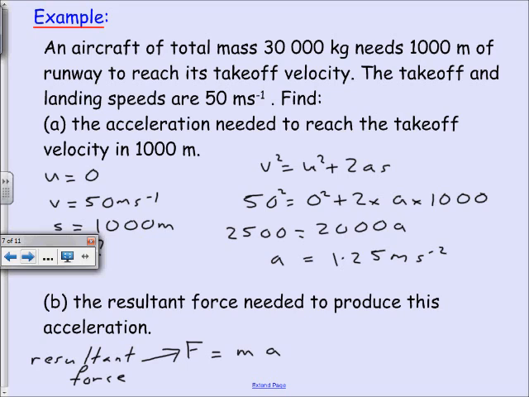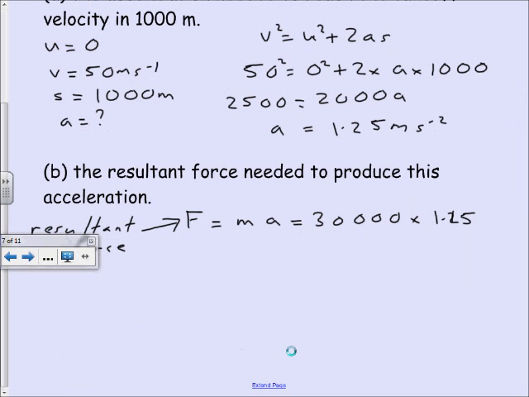All right, so resultant force, F equals ma, and so it's simply going to be the mass of the aircraft, which we said was 30,000, times 1.1, or was it 1.25, wasn't it? Sorry. And what's that going to equal? It's always good to do these things in your head. A quarter of 30,000, well, a half of 30,000 is 15,000, so a quarter is 7,500. So 37,500 newtons needed to produce the acceleration.